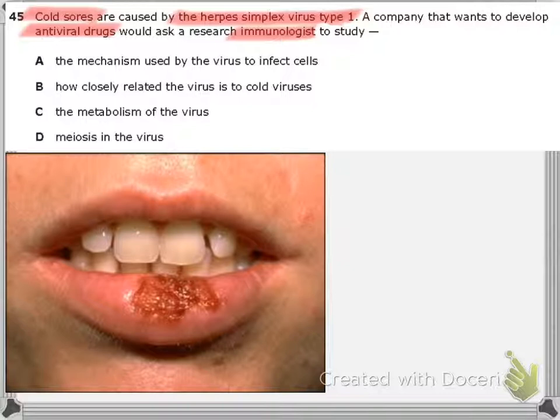All right, so let's go through each of these answers and let's start crossing them off, and eventually we'll get to the right answer. All right, let's start with D. Meiosis in the virus. So they want to develop an antiviral drug, and then ask a research immunologist to study meiosis in the virus. First off, what is meiosis?